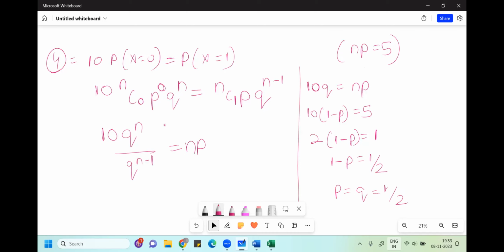And you know that n into p is 5. If p is 1 by 2, so n will be equal to 10. Any doubt, anyone? Let me know if anyone has any doubt.